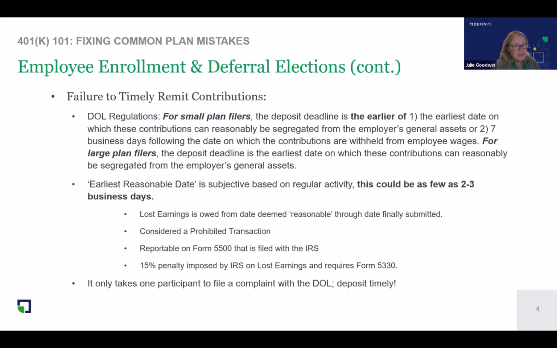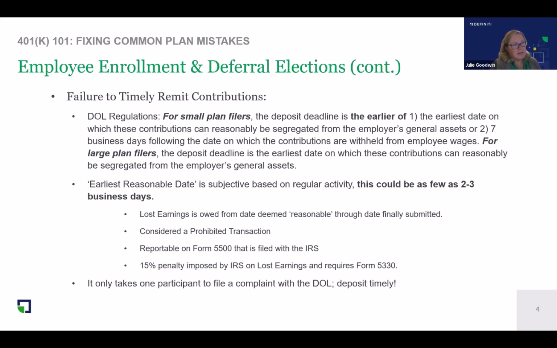As an RPC, handling plans and working with the rest of the team and others in the company, this is probably the most common issue that we see. And we don't review your deposits unless you use our 316 services, which I think somebody will talk about tomorrow. But this is on the plan sponsor to make sure that contributions are being withheld and then deposited. It's something that we can't stress enough, that you need to make deposits timely.